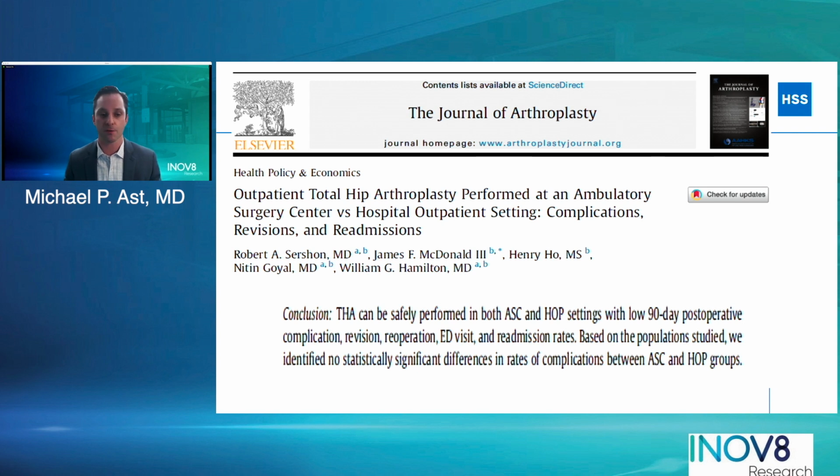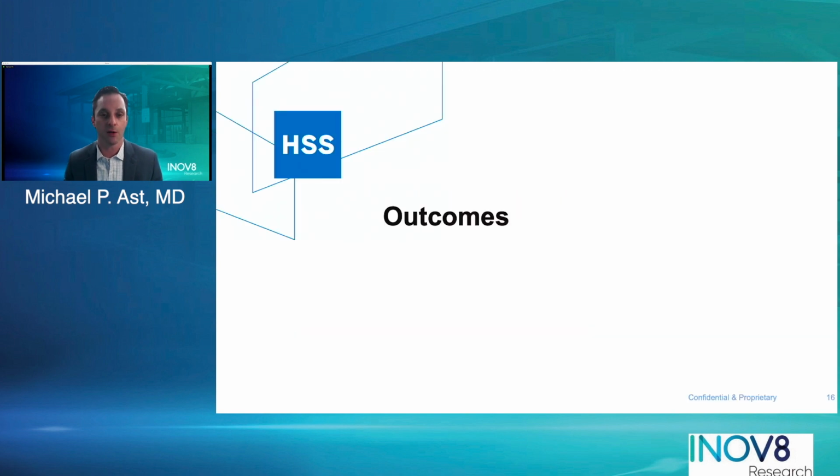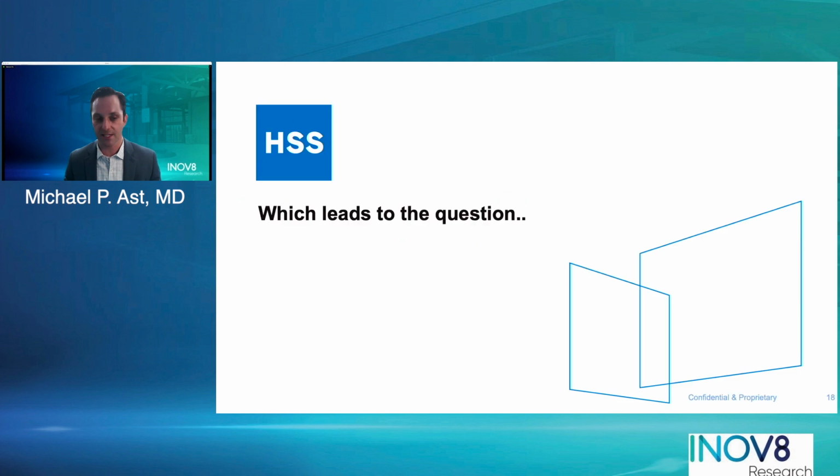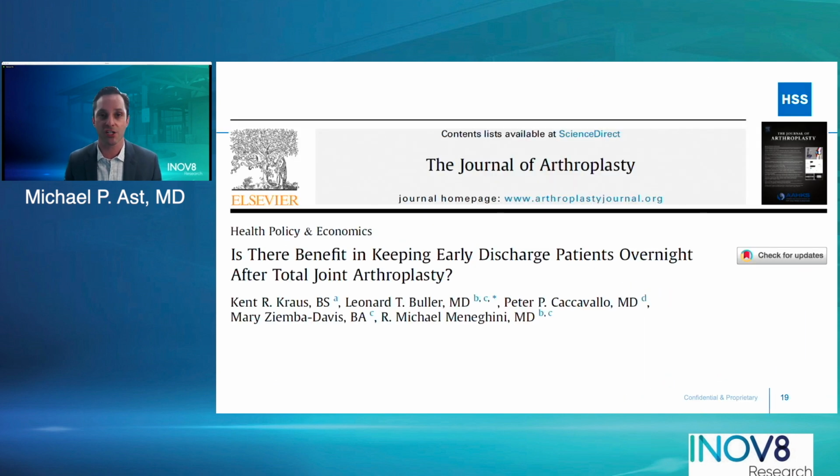And when we compare hospitals and surgery centers and HOPDs, all of them have similar rates of complications in appropriately selected patients. And the outcomes, again, multi-center studies have shown us many times that the outcomes are the same. So it really leads to the question of what we do for patients when they're actually there in the hospital.